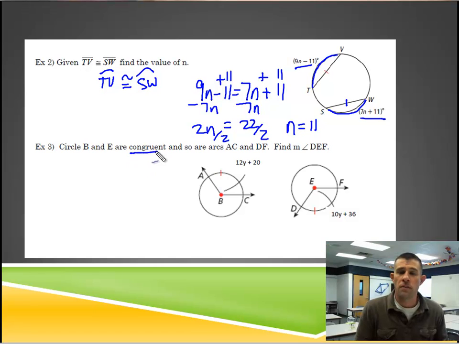In example 3, it says circles B and E are congruent. Remember, when I have congruent circles, I know that their radii are congruent.